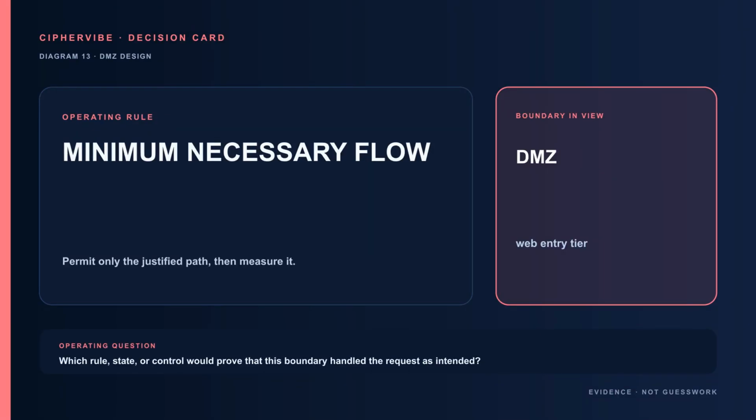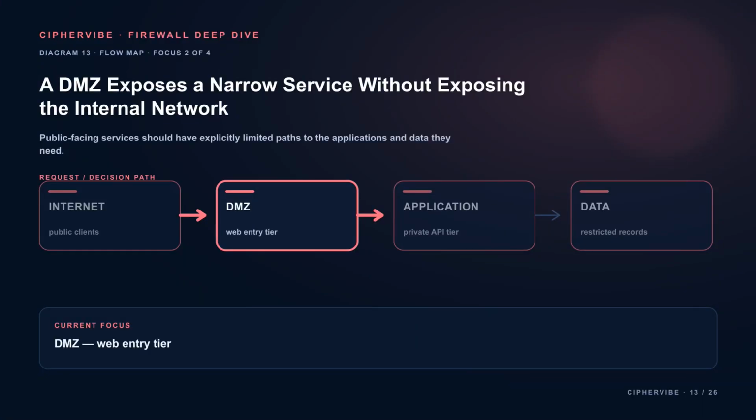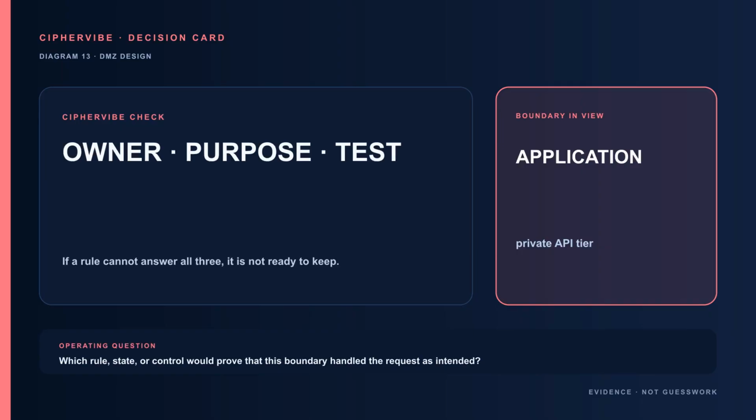For the North Star Commerce simulation in this video, we verify the DMZ by testing both the allowed public route and disallowed direct routes in a simulated policy model, then checking the deny events and the application transaction separately. Keep that chain visible: intention, enforcement, evidence, and review. CipherVibe uses the chain to turn firewall work into an operable security control.